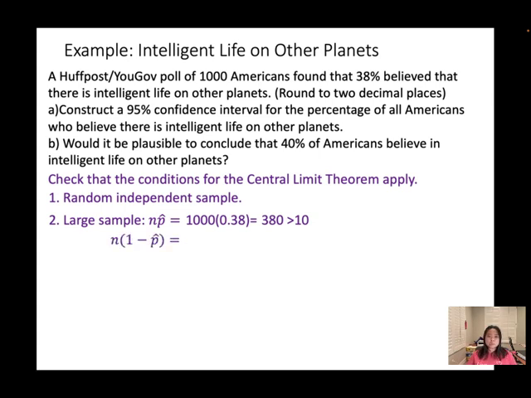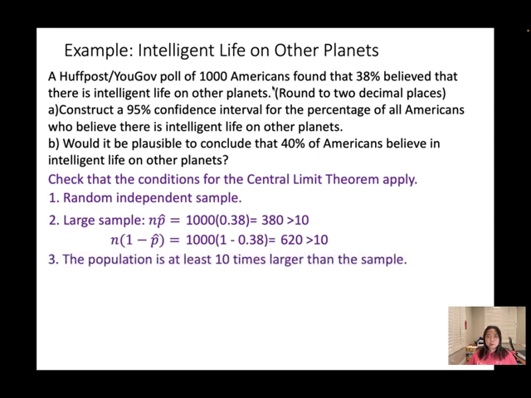And then we're going to use the sample size times the failure. So do the math. You're going to get 620, which is going to be greater than 10. So we'll fulfill the first and the second requirement. Do you remember what is the number 3 requirement? The population is going to be at least 10 times larger than the sample size. Okay, so we do have 1,000 for the sample size. 10 times of it is going to be 10,000, right? So for sure, the population in the United States has to be more than 10,000. Okay, so this is good. We can apply the central limit theorem.